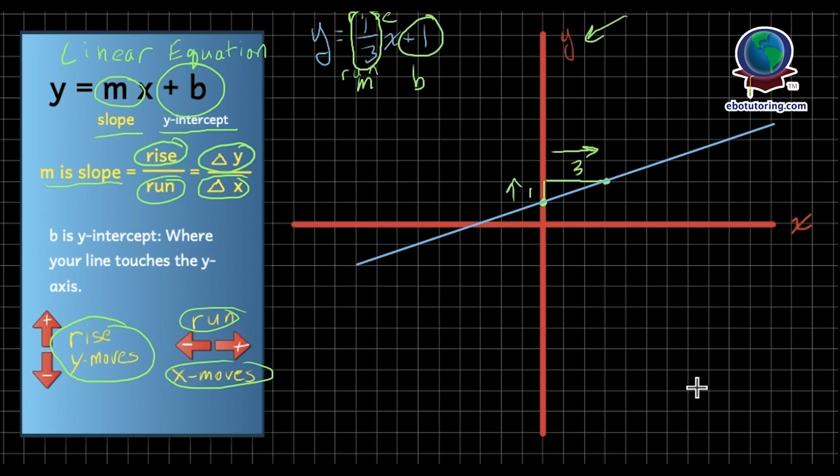You have now graphed a line using the intercept, which was 1. Intercept is where it's touching. Notice it's touching at plus 1 on the y-axis. And it goes up 1. That's your rise for the 1/3 part, the slope part. It goes up 1 and over 3. There it is. That's how you graph a line.